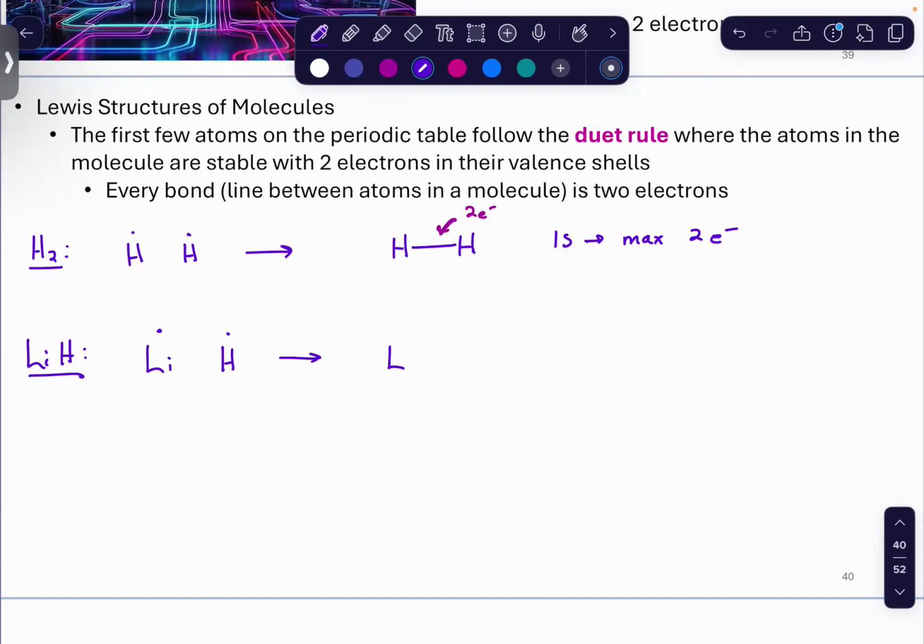So again, you're going to get a Lewis structure where each atom only gets two electrons because both atoms are going to get the two electrons in the bond. So when you're looking at Lewis structures and you're counting, each atom will count the electrons in the bonds.